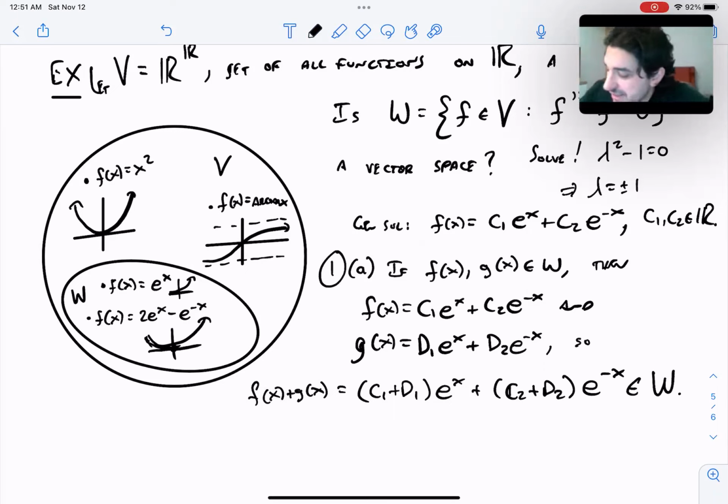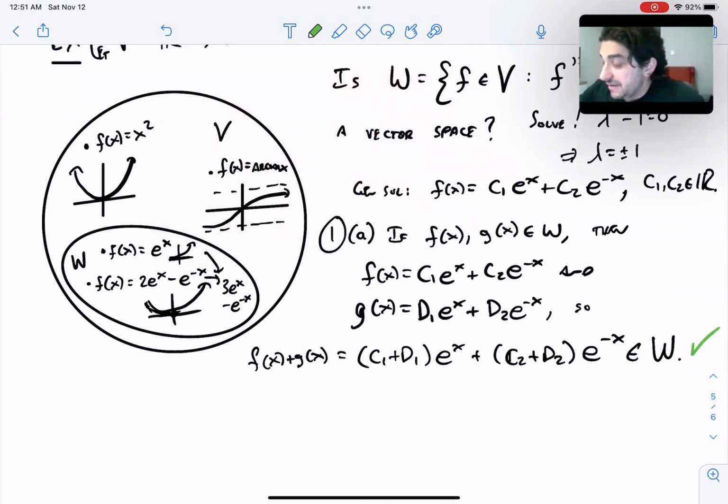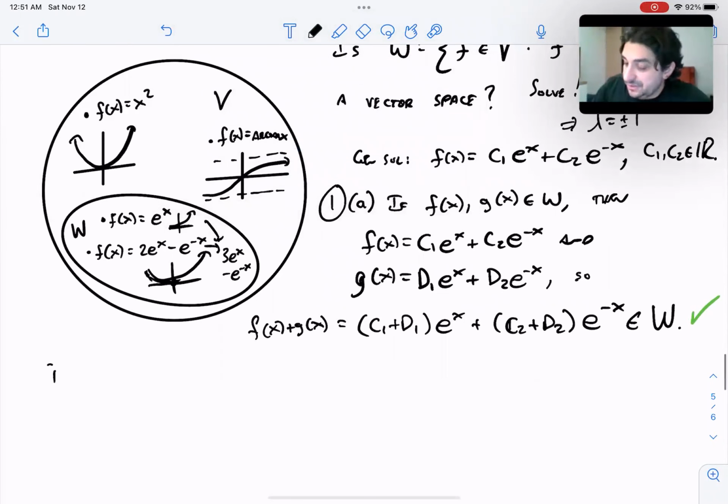You can kind of see that here. If you add these two elements that I wrote there, what would you get? You'd get 3e to the x minus e to the minus x, which is still a function in W, still of that same form. So there we go. That property of additive closure holds. Closure of addition holds.